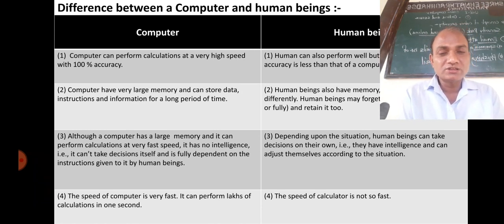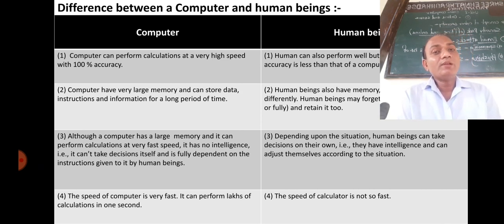Now the fourth difference: the speed of the computer is very fast and it can perform lakhs of calculations in a second. The speed of human beings is not so fast. So these are the four differences between the computer and human beings.